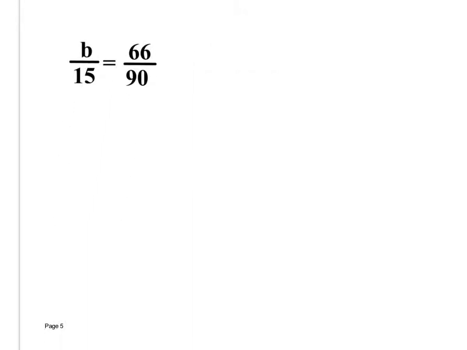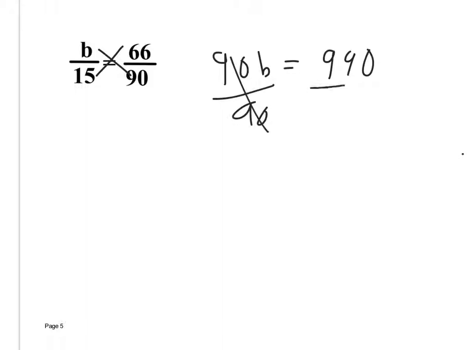So we have B over 15 is equal to 66/90. I need to figure out what B is. So I cross multiply. I take 90 times B, and I take 66 times 15, which gives you 990. And I know how to solve problems like this. I look at what's being done to B, I'm multiplying by 90, so I divide by 90. I can take 10 out of both of those, and then I divide, and I get B is equal to 11.